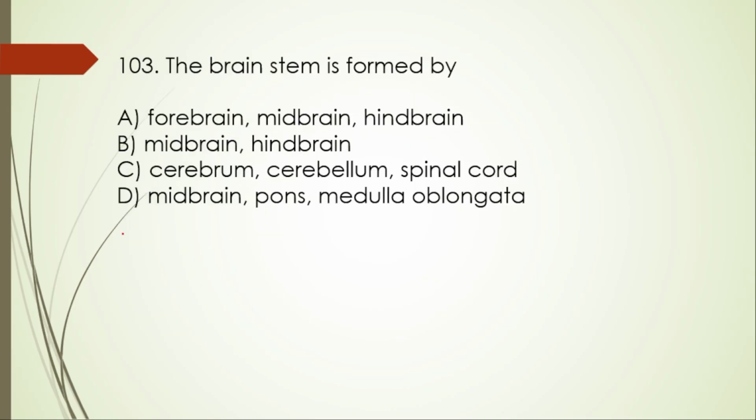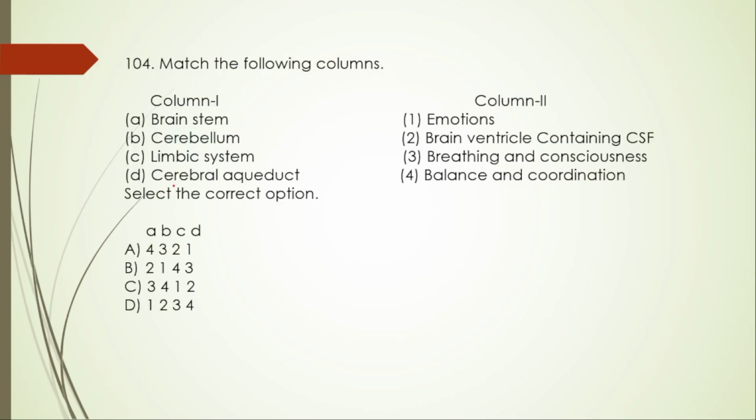Next, 103. The brainstem is formed by A. Forebrain, midbrain, hindbrain. B. Midbrain and hindbrain. C. Cerebrum, cerebellum, spinal cord. D. Midbrain, pons, medulla oblongata. So here the right option is option D.